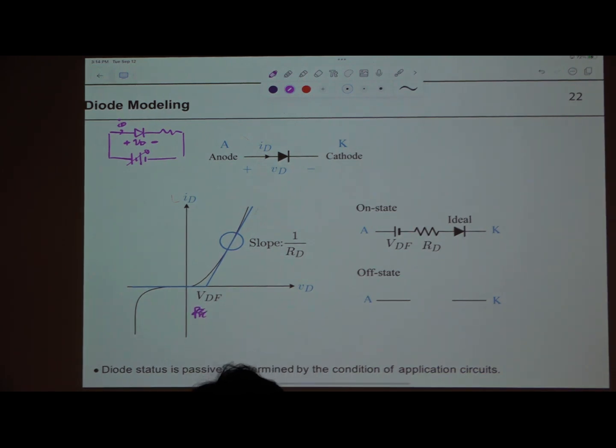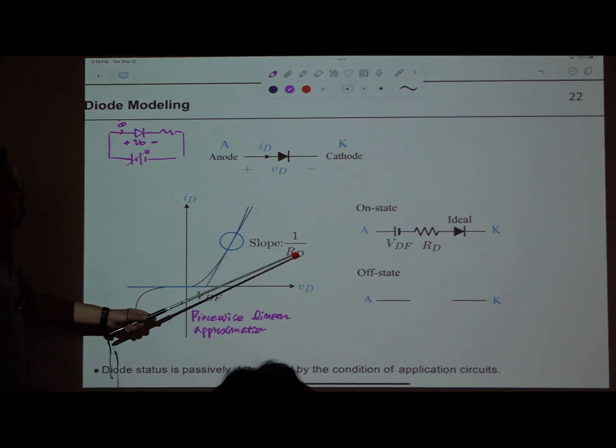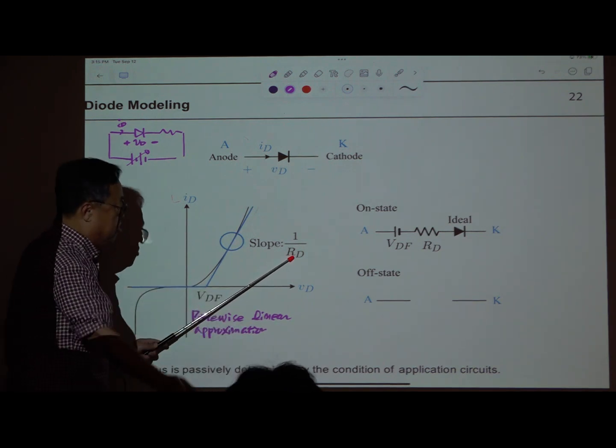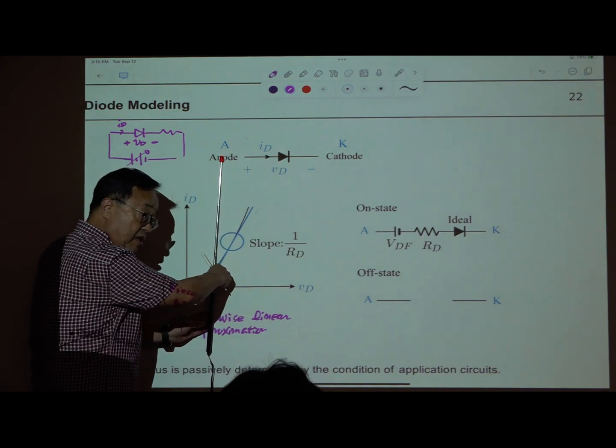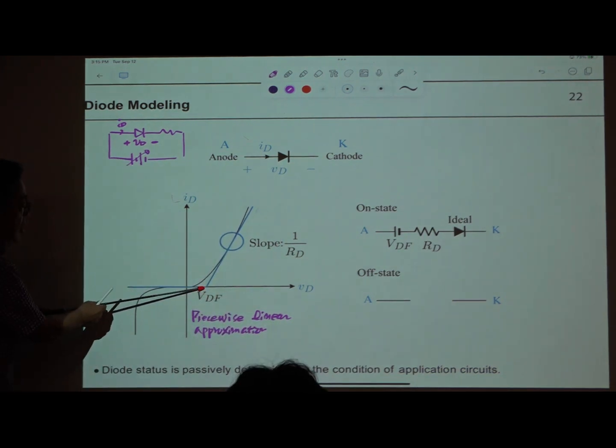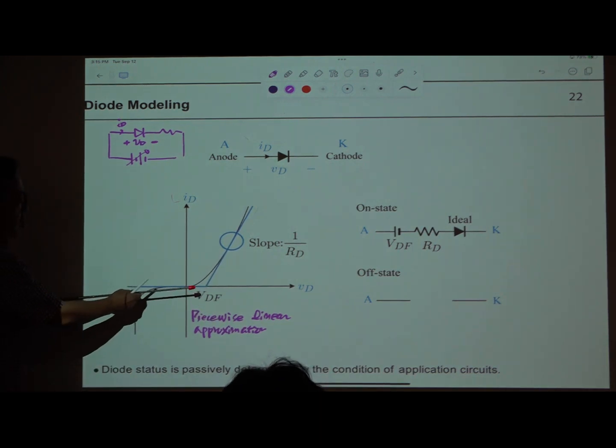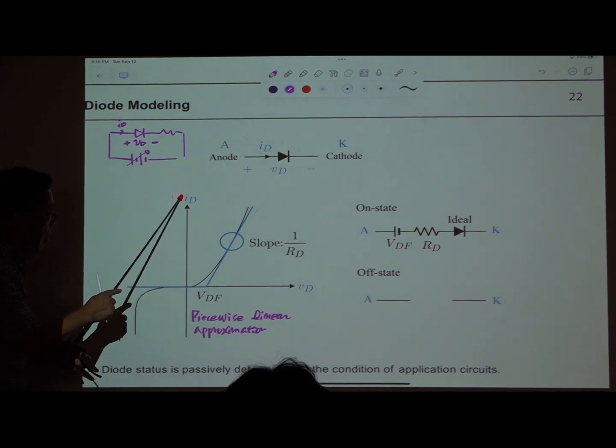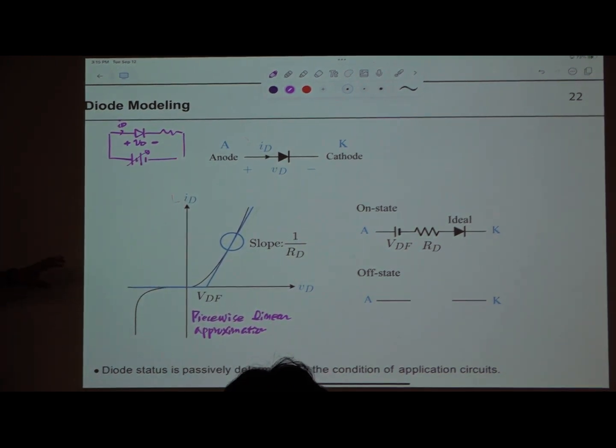Piecewise approximation. There is a final slope, okay? But this RD is very small. If RD approaches 0, it becomes the vertical line like this, okay? And this VDF is also small. So if VDF is reduced to 0, this curve looks like this, and this is the ideal diode curve.